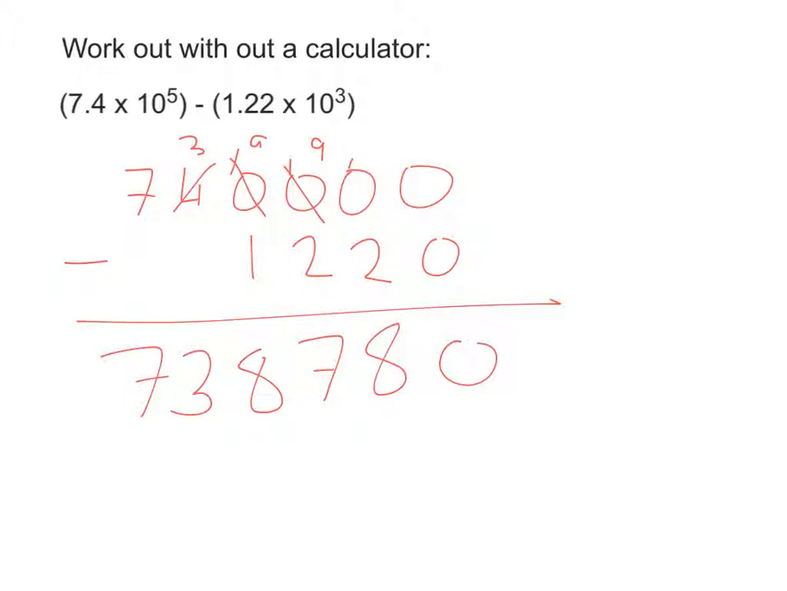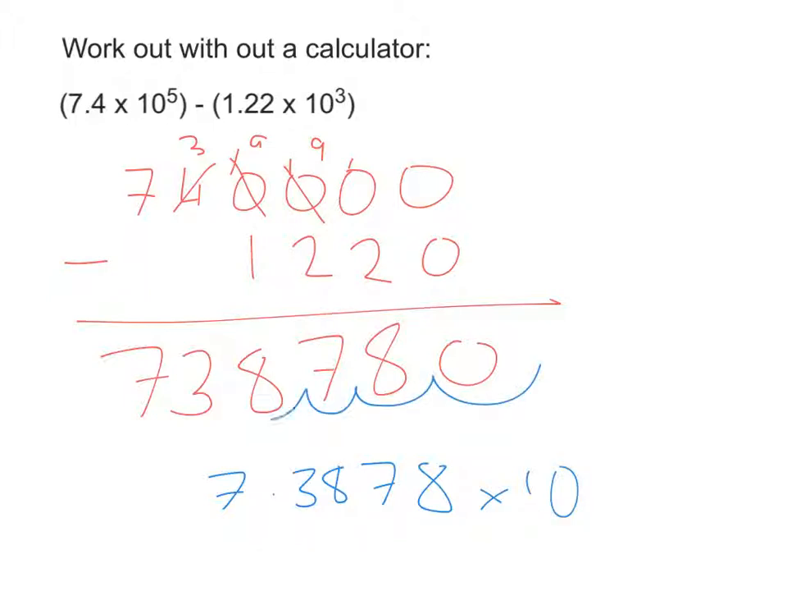So quite a messy number, but we're turning it to standard form now by doing 7.3878. Remember, it's all the digits that aren't zeros, times 10 to the power of 1, 2, 3, 4, 5.